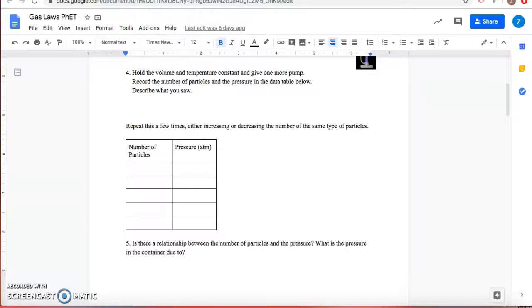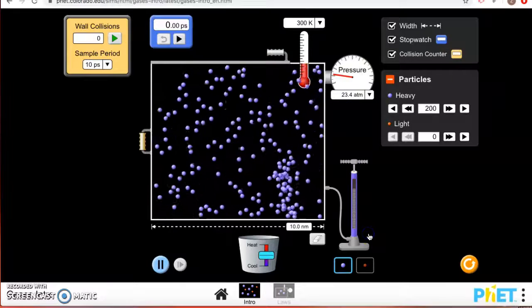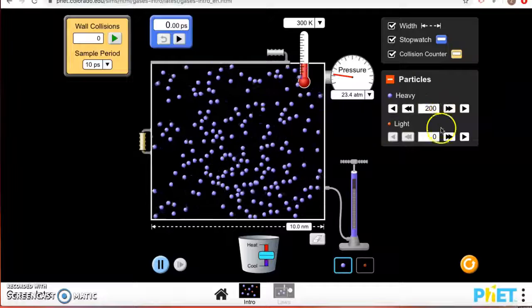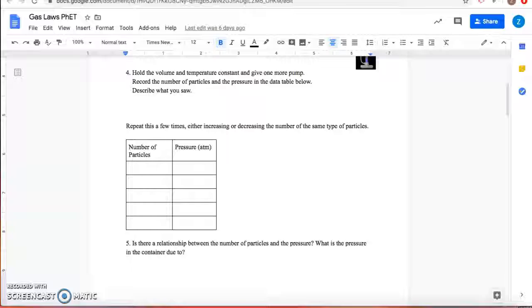And so you'll notice, I'll do it one more time for you. You're going to notice that as I'm increasing my number of particles, this pressure is going to continuously go up. So for your relationship, you would say as the number of particles go up, the pressure also goes up. Okay. What is the pressure in the container due to?